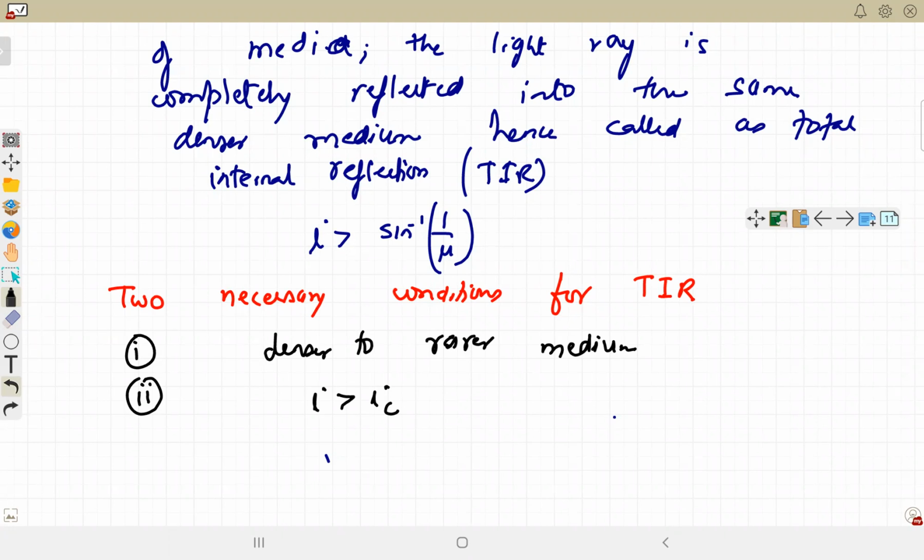Now when total internal reflection happens, we can assume that 100% light is reflected back.